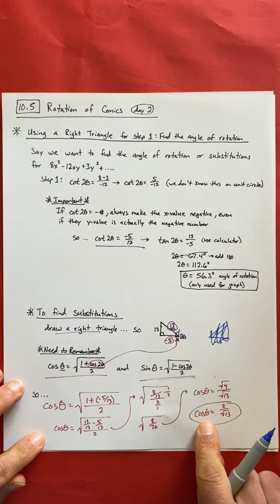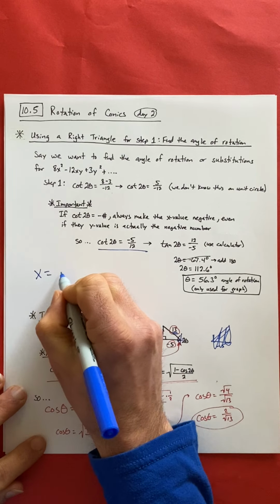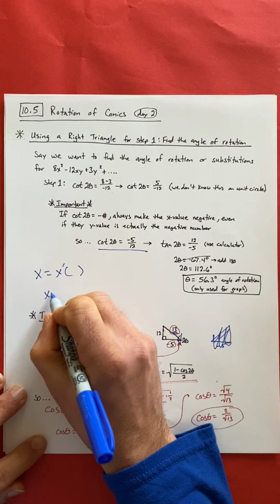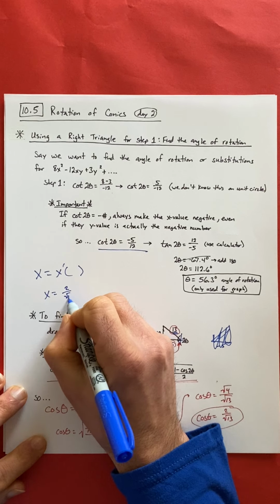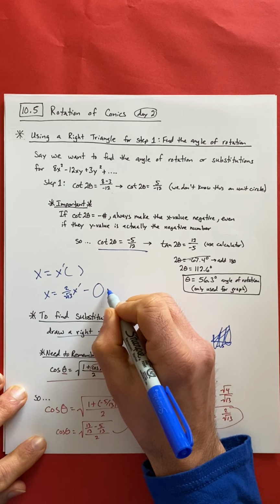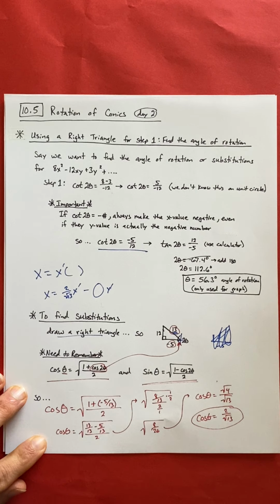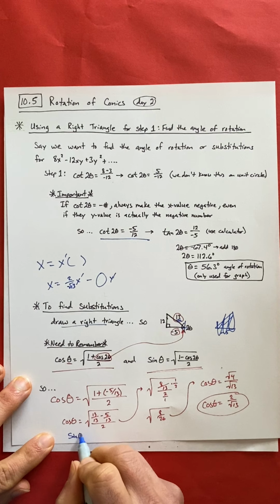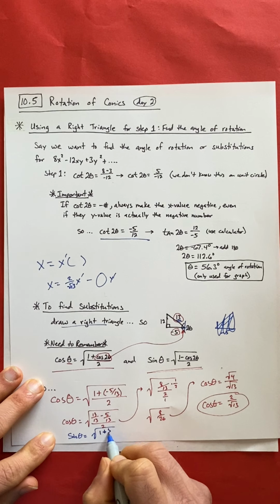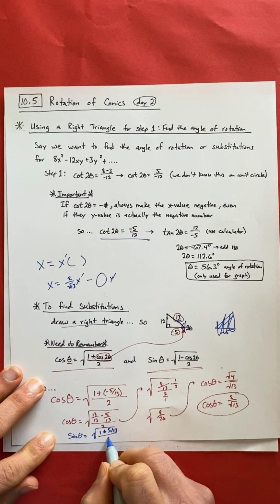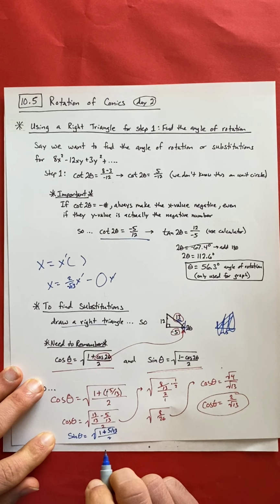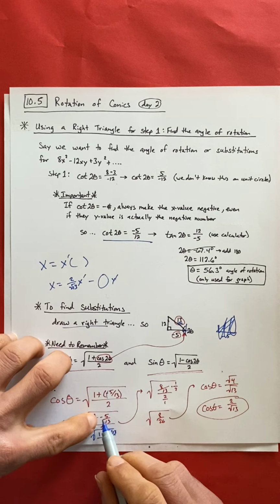But this is going to be the cosine of theta. So when I say that x is equal to x prime times the cosine of theta, I'm actually going to say x is equal to 2 over the square root of 13 times x prime plus whatever number I get times y prime. So then I would say, oh, the sine of theta is equal to the square root of 1 minus a -5/13. The good news is it's the same number. They both are using cosine. So one should just have a negative, one should have a positive.